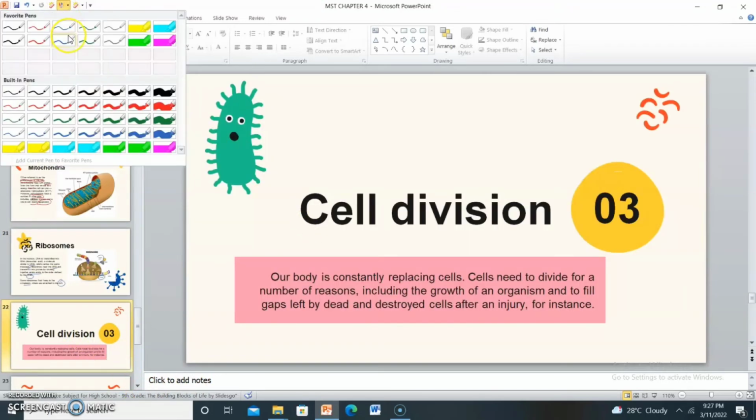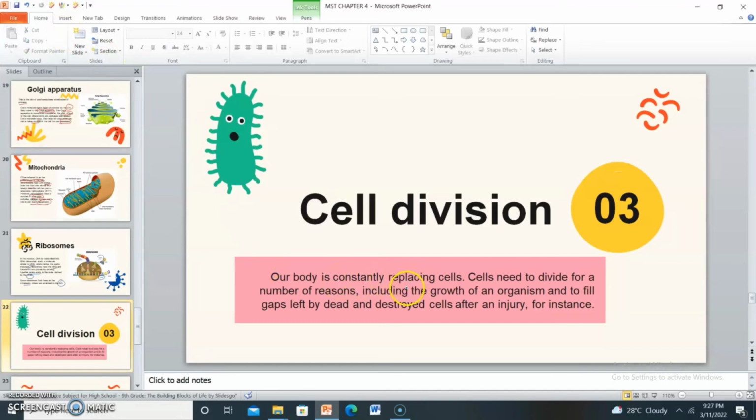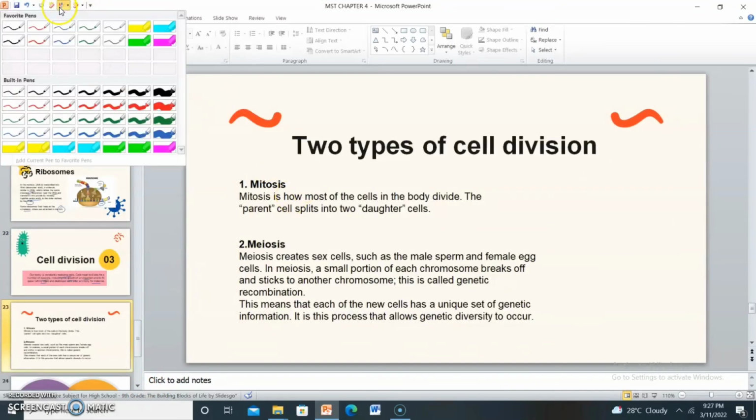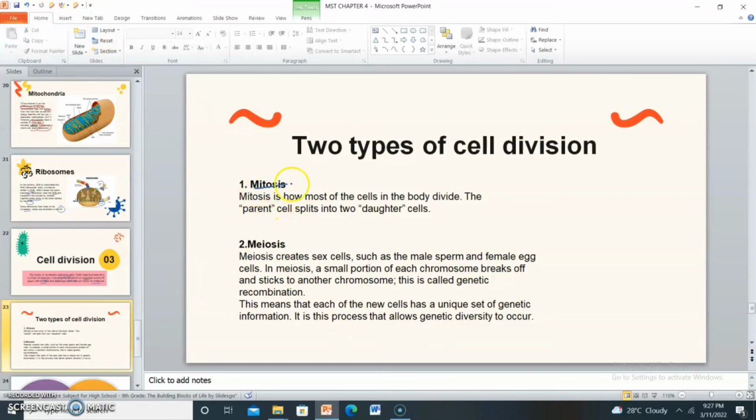The next one is cell division. In our body, we are constantly replacing cells. Cells need to divide for a number of reasons, including the growth of the organism and to fill gaps left by dead and destroyed cells after an injury, for instance. Under cell division, there are two types. The first is mitosis. Mitosis is how most of the cells in the body are divided. The parent cell splits into two daughter cells.